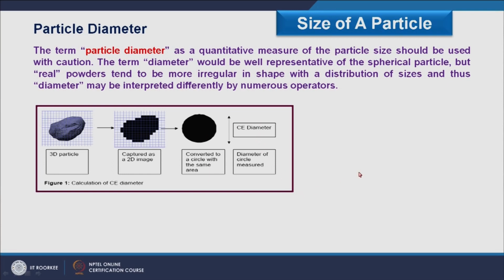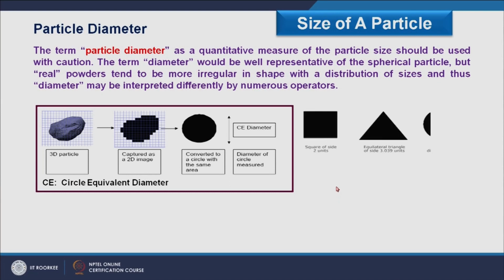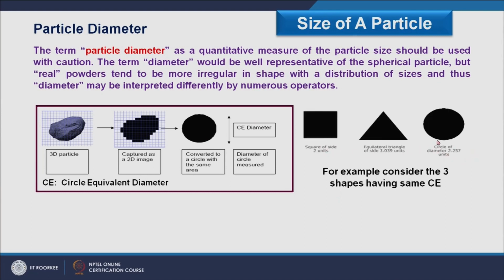Now here I have a few different shapes which have equal circle equivalent diameter. For example, if I consider this square, this triangle and this circle, all have a circle equivalent diameter equal to 2.257. Now if I consider the example of this square, if its one side is 2 units, the total surface area is 4, which is equivalent to pi r squared, the area of the circle. We can calculate the radius from this, and then we can calculate the circle equivalent diameter.